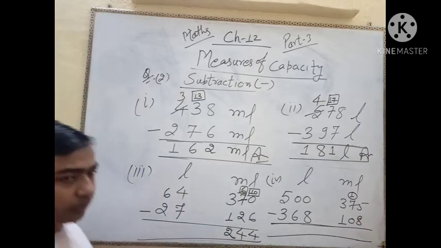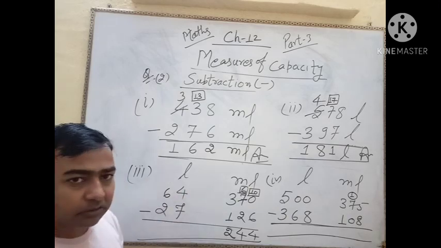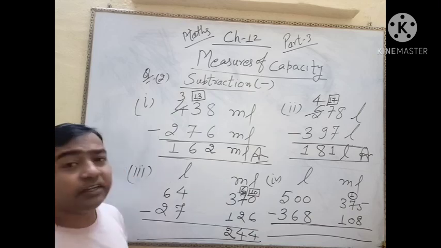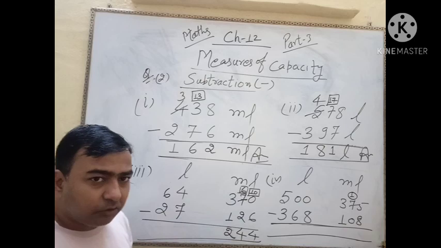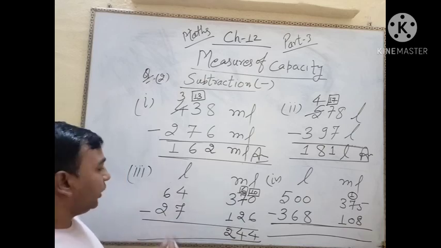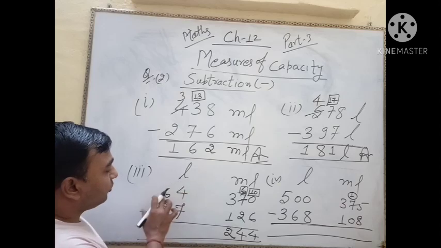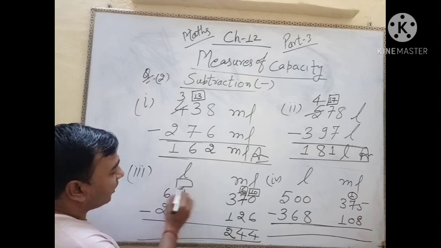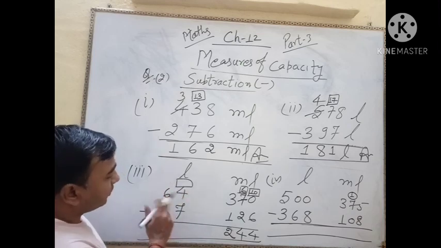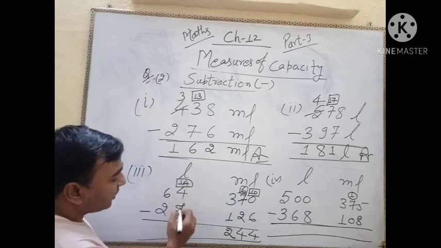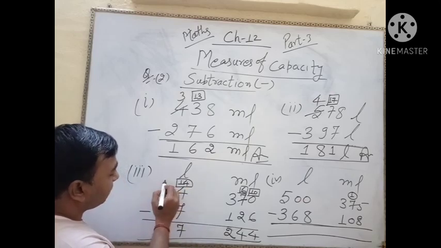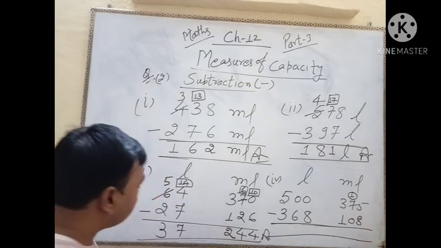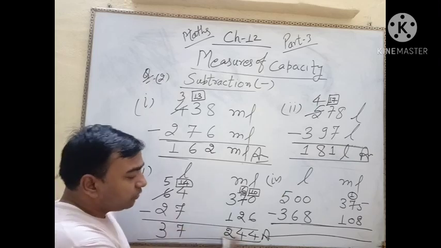Now come to the liter side. 4 minus 7. Can we subtract this 7 from 4? Yes, we can subtract, but the answer will be negative. So, to find the positive answer, we will borrow from the tens place number. After borrowing, this 4 changes into 14. 14 minus 7 equal to 7. Which number is left here? 5. 5 minus 2 equal to 3. So the answer is 37 liter 244 milliliter.